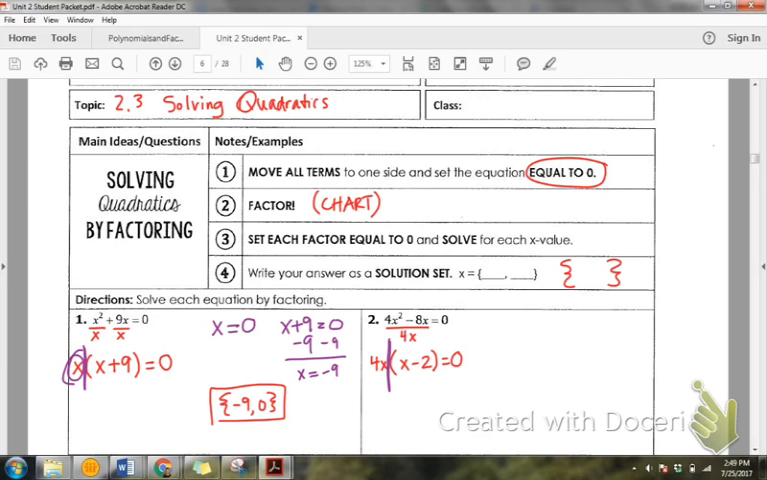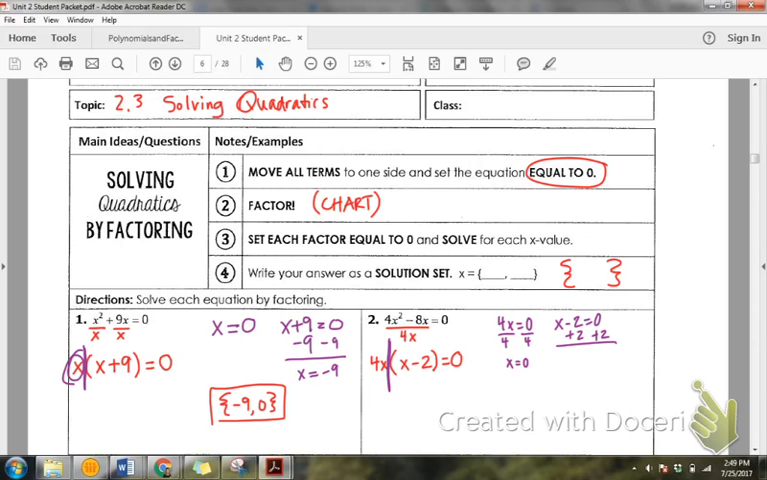X is going to be equal to 0. And x minus 2 is going to be equal to 0. So how do we solve the 4x equals 0? What do we do there? Good. Divide by 4, and 0 divided by anything is 0. Okay, and then I just add 2 over.